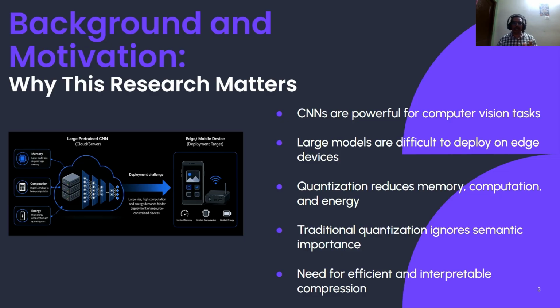Quantization reduces the precision of numbers in the model, which helps reduce memory usage, computational time, and energy consumption. But there is an important limitation. The traditional quantization methods usually treat all the parts of the model equally or focus only on numerical sensitivity. This means they do not distinguish clearly between the features that are critical for the prediction and those that are less important. As a result, important features may be compressed too aggressively, which can reduce the performance and also affect interpretability and reliability.